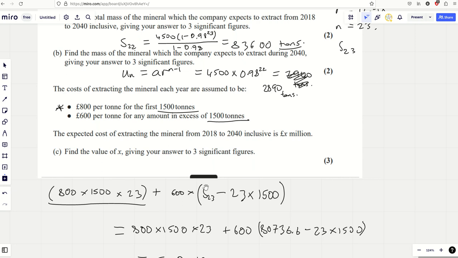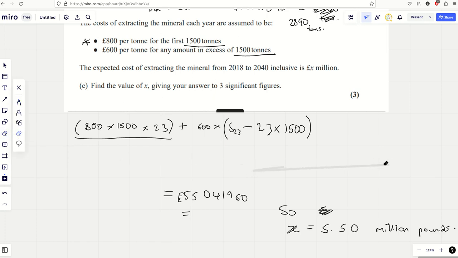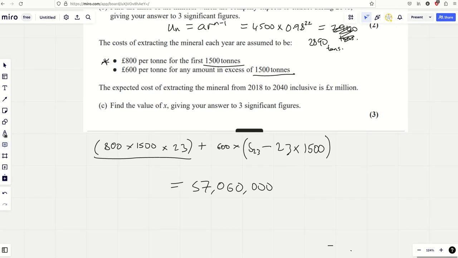What is it? 83600. But I'm going to have to subtract from that 23 times 1,500 tons, aren't I? Because then I'll take off all of the first 1,500 tons from each year. So that's what I'm doing, minus 23 times 1,500. And that gives me in total a final answer of, I think, 57 million basically, and I've used a rounded value there, which is pretty bad of me, but I think that's going to give you x equals, because this is in millions, 57.1 million pounds for your final answer.